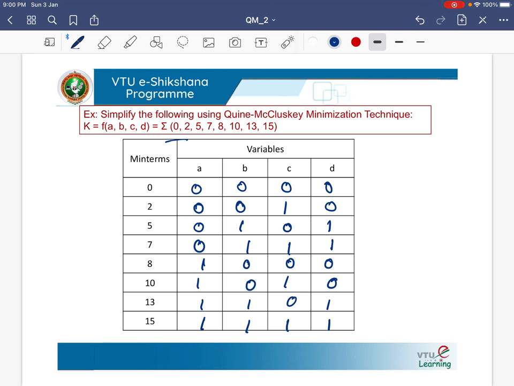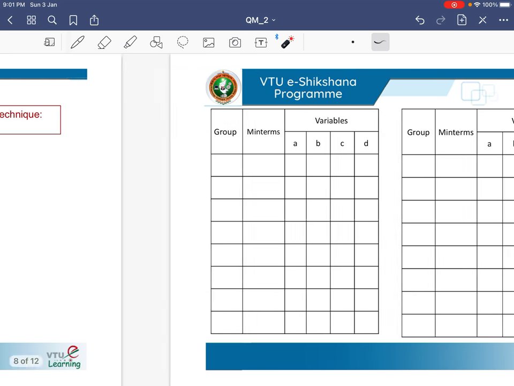In the next step, we group the minterms containing the same number of ones. So there is no one here. If you see 2 and 8, they have a single one. 5 and 10, they have two ones. 7 and 13, they have three ones. And 15 has four ones. So we will group them together.